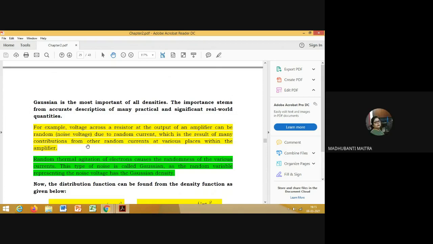Okay, so we'll discuss that when we'll be discussing noise. Voltage across a resistor at the output of an amplifier can be random. So the voltage will be a noise voltage, not a deterministic one. It will be a noise-like voltage because of the presence of random current, which is the result of many contributions from other random currents at various places within the amplifier. I know it's not clear.